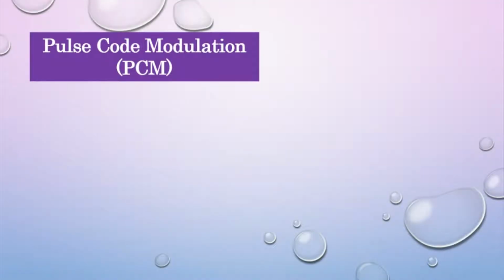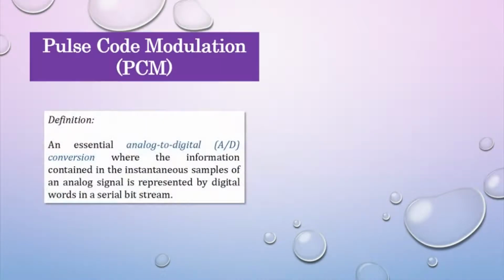In this video, I would like to explain about PCM, which stands for pulse code modulation. PCM is a method used to convert an analog signal into a digital signal so that it can be transmitted through a digital communication network and then converted back into the original analog signal.